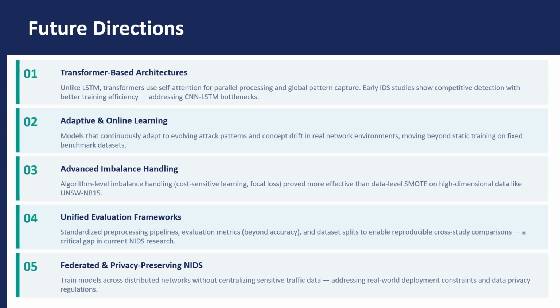Second, adaptive and online learning: models that continuously update as attacks, patterns, and network behavior evolve, rather than being trained once on a static dataset. Third, we need stronger algorithms for handling data imbalance. Fourth, a unified evaluation framework. There is a critical gap in current network intrusion detection research. Inconsistent pre-processing, metrics, and dataset splits make cross-study comparison nearly impossible. Standardization is needed. And fifth, federated and privacy preserving NIDS, training models across distributed networks without centralizing sensitive traffic data.